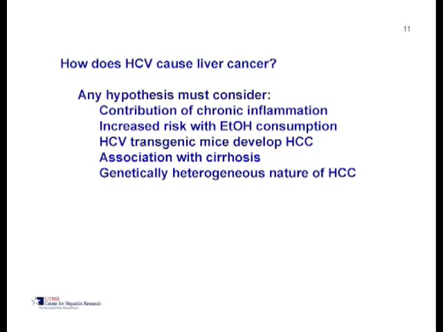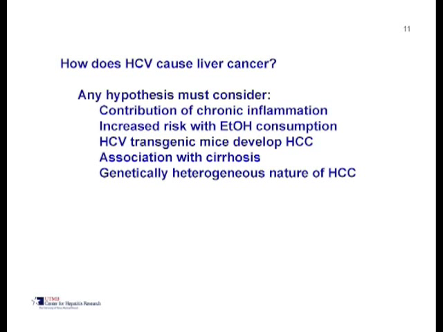We also have to explain why the risk of cancer is increased with even moderate regular ingestion of alcohol. And that might get back to a contributing role of reactive oxygen species and oxidative stress. However, as I'll show you, we know that transgenic mice that express various hepatitis C proteins also develop liver cancer. And they do so without drinking alcohol and in the absence of inflammation. So that suggests that hepatitis C proteins are in fact directly oncogenic.